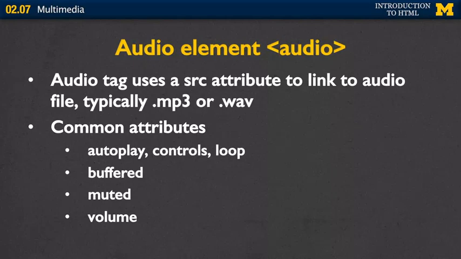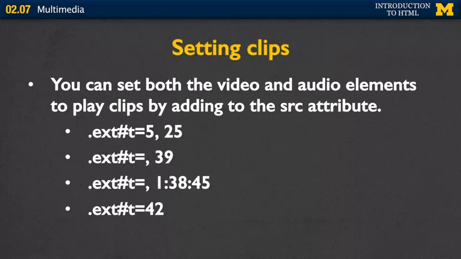The audio element is very similar to the video, and again we use a source attribute to link to the file. Typically, you're going to use an MP3 or WAV file. The attributes, again, are very similar. You have autoplay, controls, and loop. But we also have buffered, muted, and volume. These are extra attributes you can put in to control what the person is listening to and how loud.